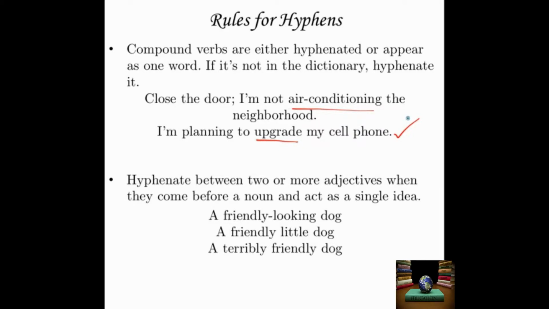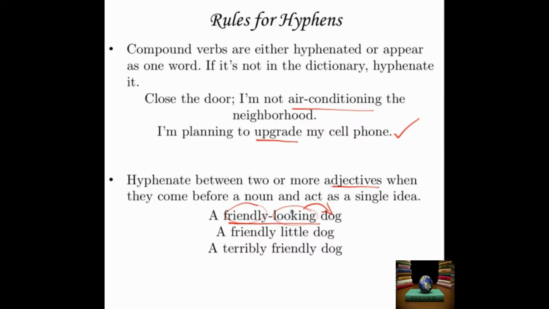Next, hyphenate between two or more adjectives when they come before a noun and act as a single idea. So, for example, we say a friendly-looking dog. Friendly-looking is one whole phrase describing what kind of dog we're talking about. You don't say that it's a friendly dog and a looking dog. What is a looking dog anyway?